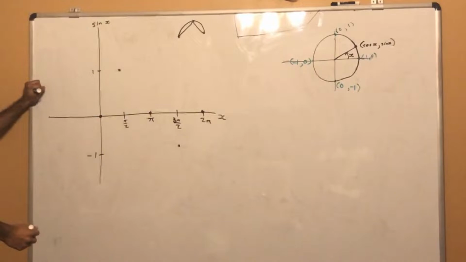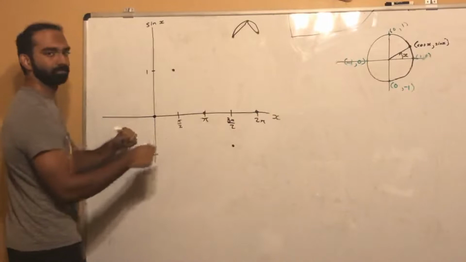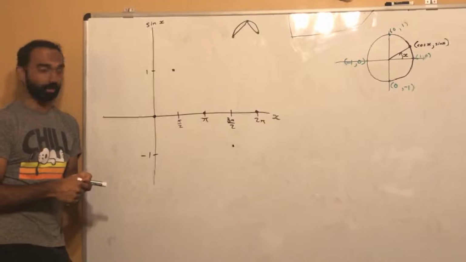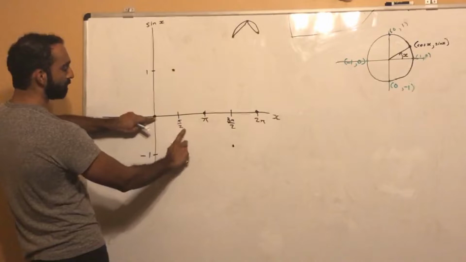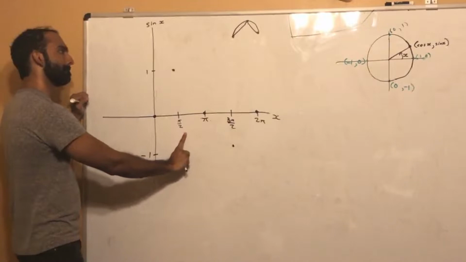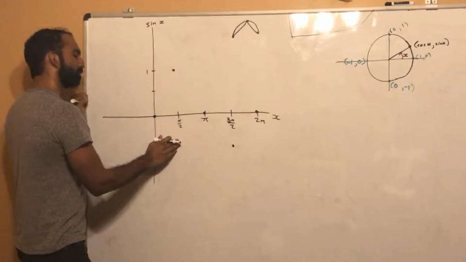So think about this one. What are some nice values in between 0 and 90? 45. Or 60. 45, 60, another one is? 30. So 45, or pi over 4, is right in between 0 and pi over 2, yes? What is sine of pi over 4? Square root of 2 over 2? Yeah. Is that bigger or smaller than 1/2?